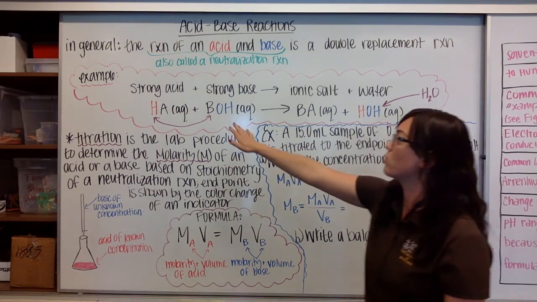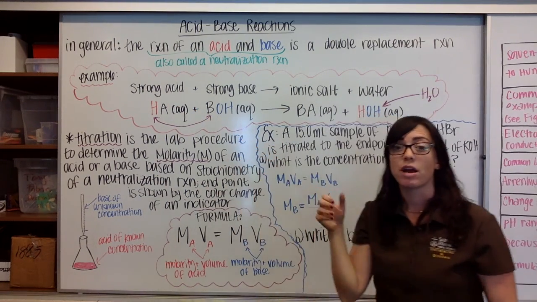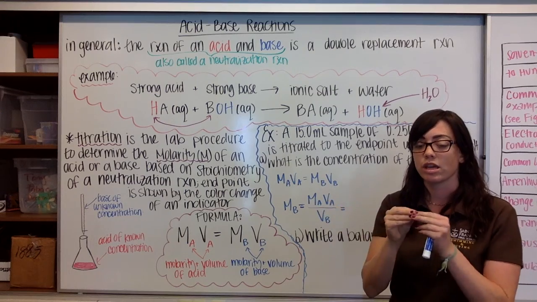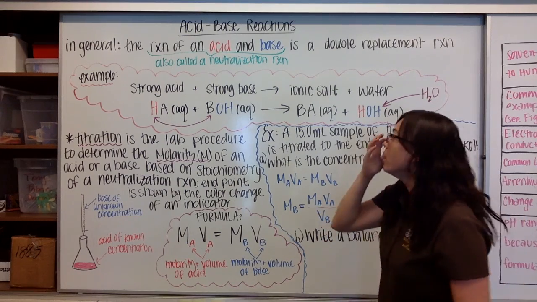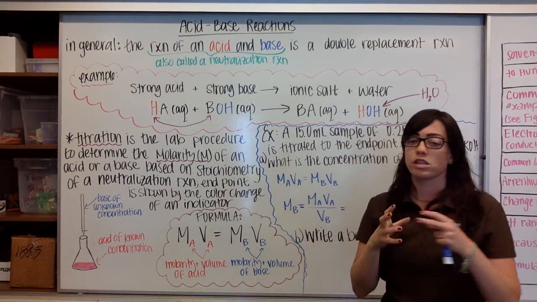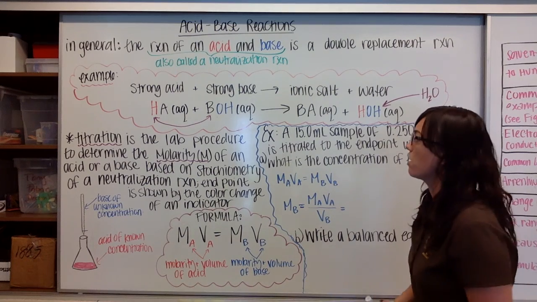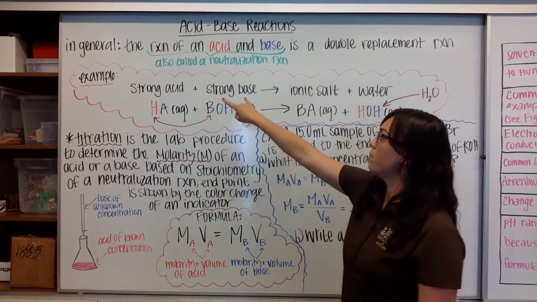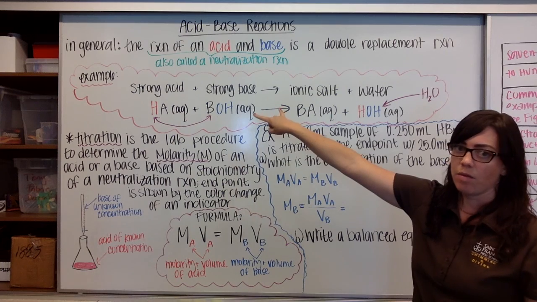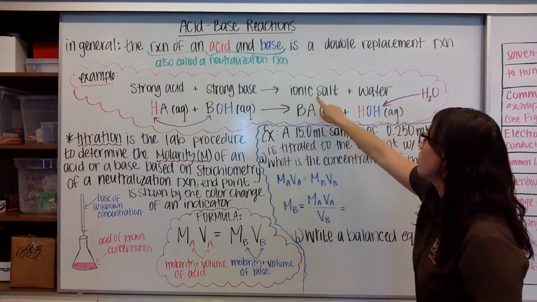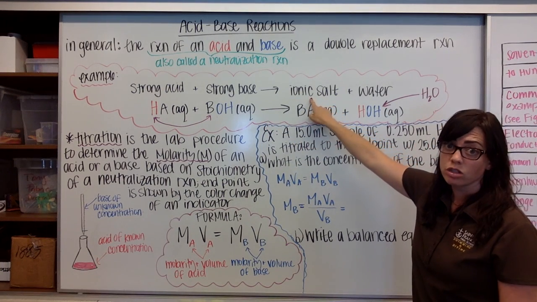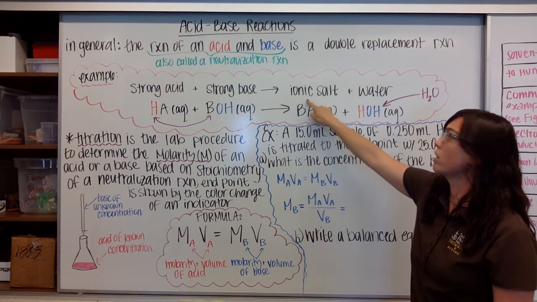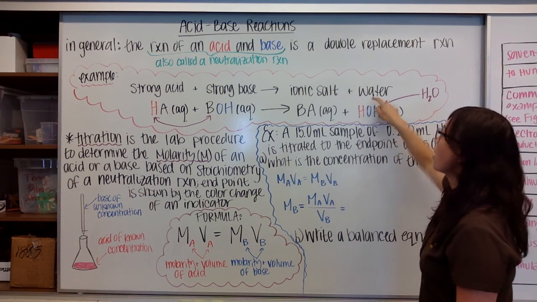And it's just like this. We have a strong acid, which, remember, means it's going to completely dissociate, completely dissolve and break apart. And a strong base, same thing, it's going to completely dissolve and break apart. They are mixed together in an aqueous solution and produce an ionic salt. Remember, that's just a salt or an ionic compound, and water.